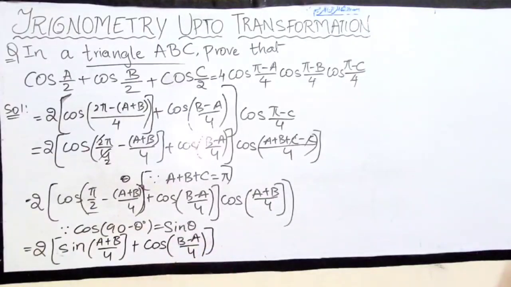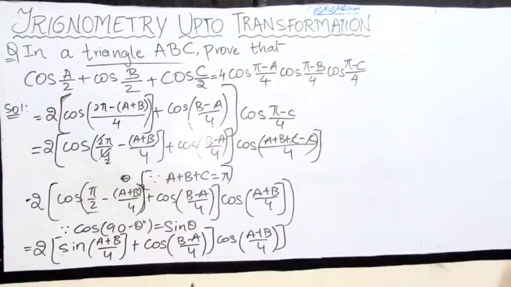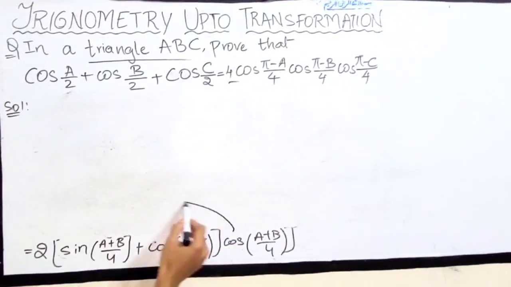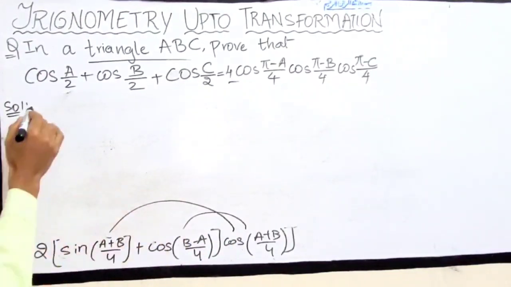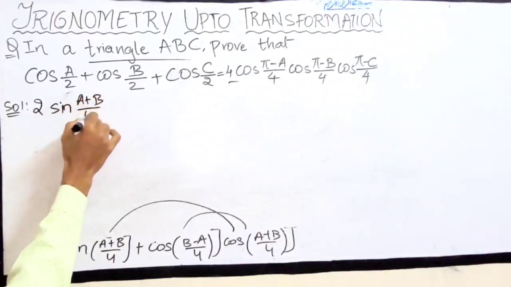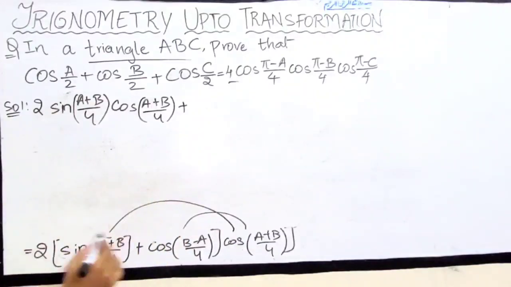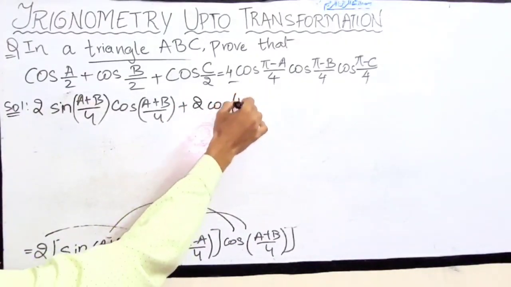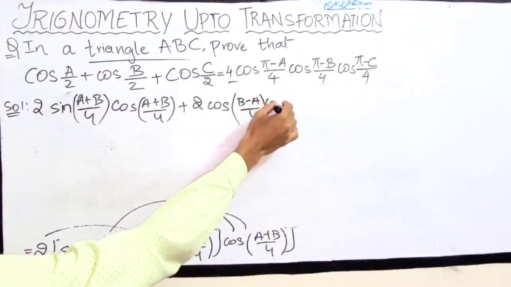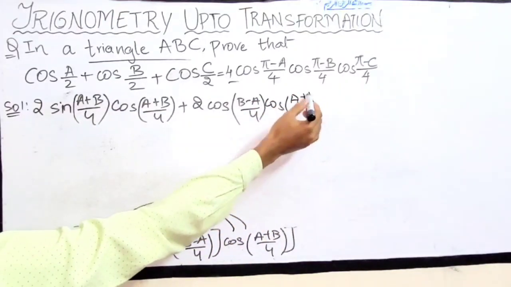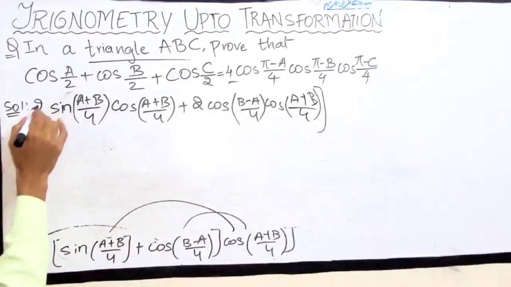There are only the next few steps, in which we will wind up our problem within the next 2 to 3 minutes, which is very easy. Hope you are following it. Now we just have to multiply cos of (a plus b) by 4 with these two terms, first term with the first term and first term with the second term. So by multiplying, what will we get? 2 sin (a plus b) by 4 cos of (a plus b) by 4, plus 2 cos (b minus a) by 4 into cos of (a plus b) by 4. So this is our next step.